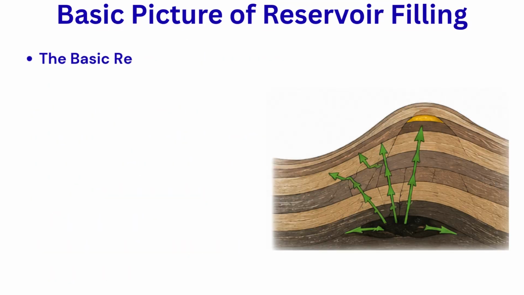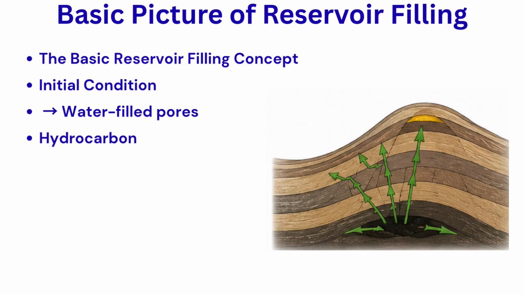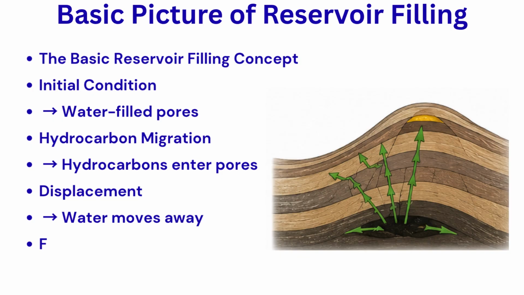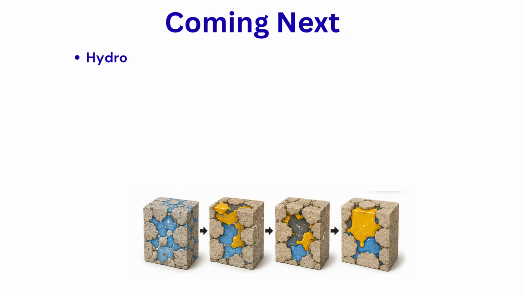So let's quickly summarize what we have learned. Our reservoir initially contains water within its pore spaces. Some of the water can be mobile and move through connected pores. Other water can be retained in smaller pores and pore throats. When hydrocarbons enter the reservoir, they begin to displace the water. And because of capillary effects, this displacement is not always complete. And this gives us a basic picture of how fluids begin to occupy our reservoir.